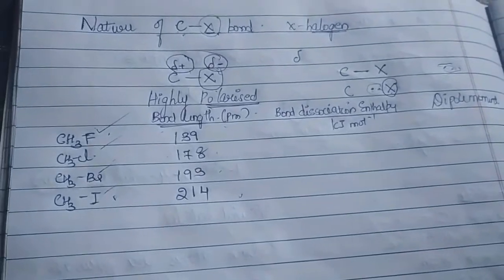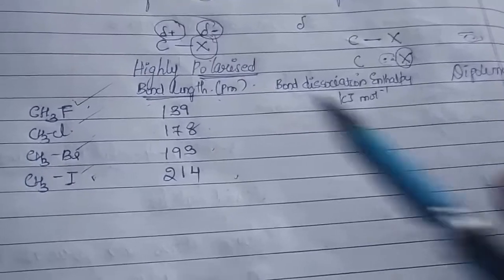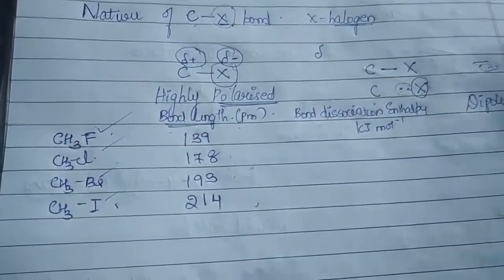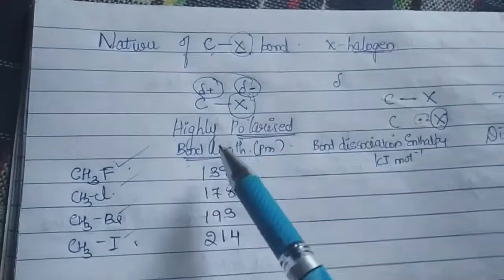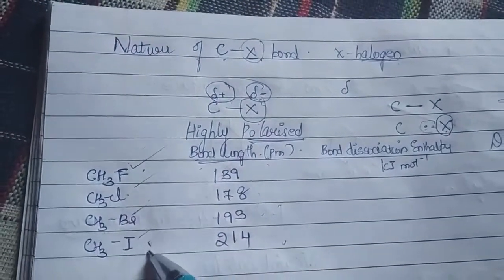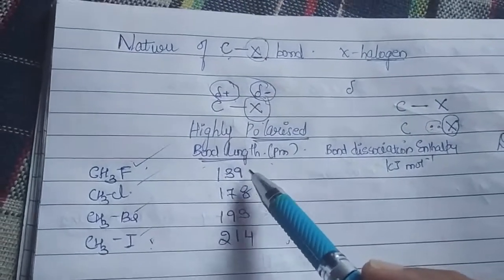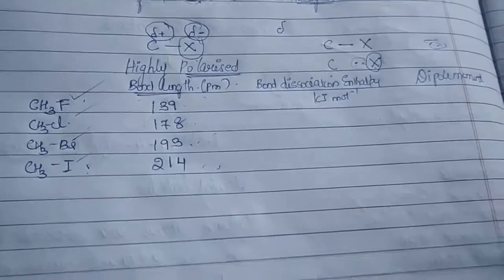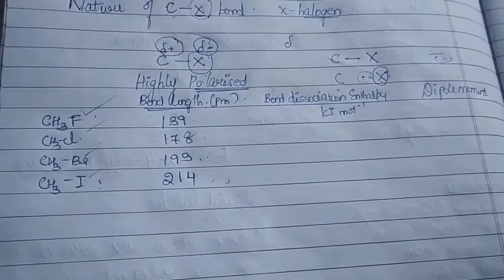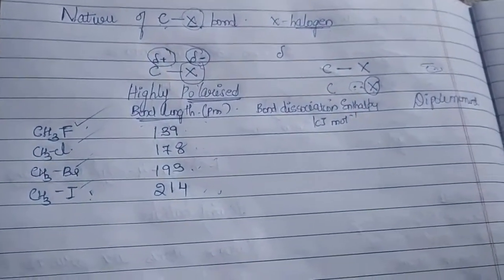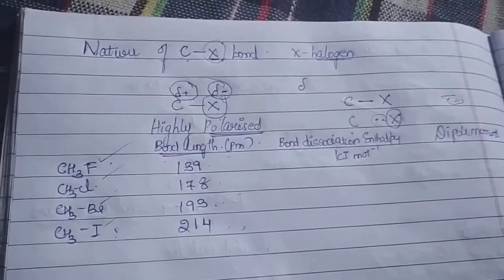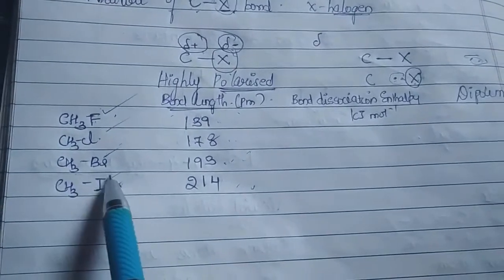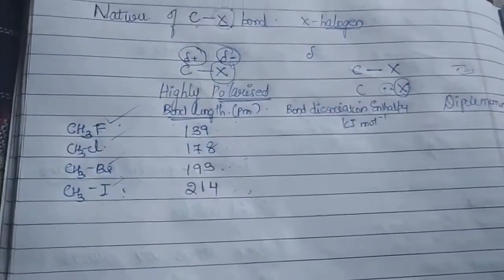This is one of the most important things, and it has to be stored in your brain. Even if you are not remembering these values, it does not matter, but you have to remember the trend. As we move down the group, generally the bond length goes on increasing. Why is it so? How do we define bond length? It is the distance between the two adjacent nuclei measured from their centers. So when you consider the size of fluorine, it is less, but when comparing with the size of iodine, it will be more.